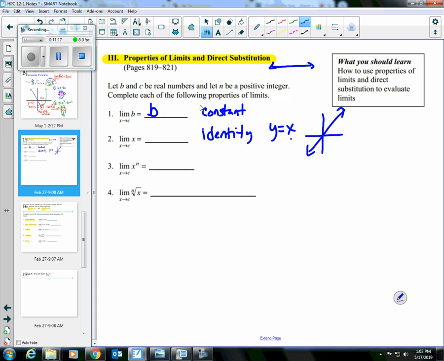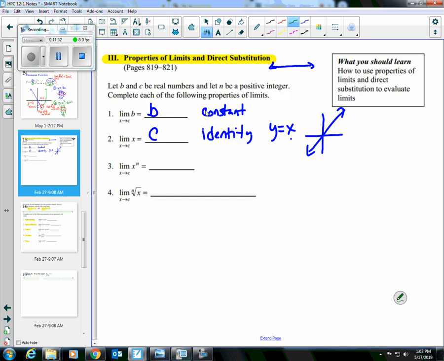The limit as x gets closer to 2 is going to be 2. In other words, the limit as x approaches c of x is always just going to be whatever that c value is. The identity function, that value is always the same. That's what identity means. All right, now what if we have something raised to a power?